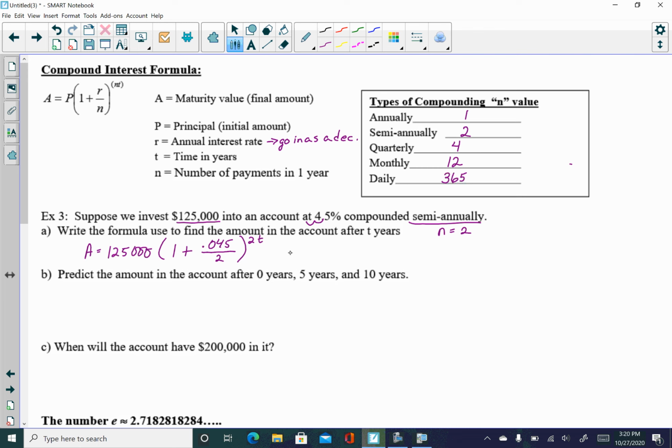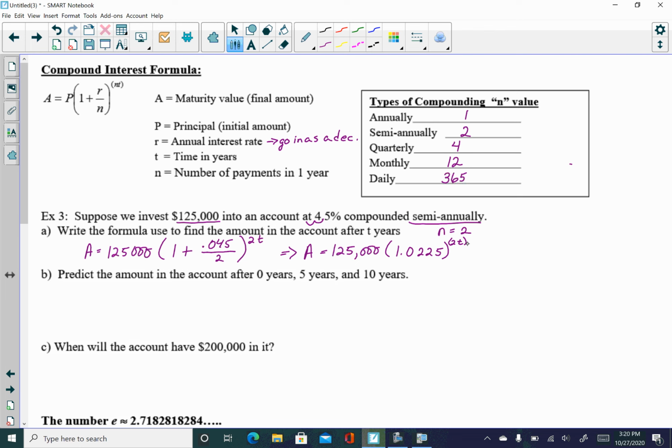And then from here, I just would clean that up a little bit. That parenthesis can be cleaned up, so you just throw that in your calculator. So we could say that here A equals 125,000 parentheses, and if you put in 1 plus 0.045 divided by 2, you're going to land at 1.0225 raised to the 2t. Some calculators you don't have to have that 2t in parentheses, but some you do, so I think it's best practice for me to put it in parentheses, and then it will be fail-proof as far as whether you needed it or not.